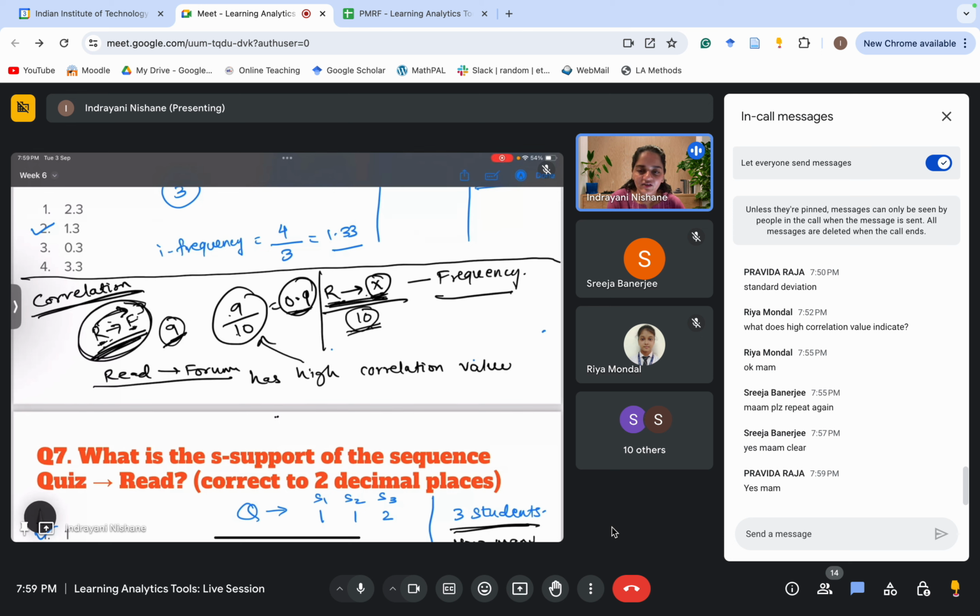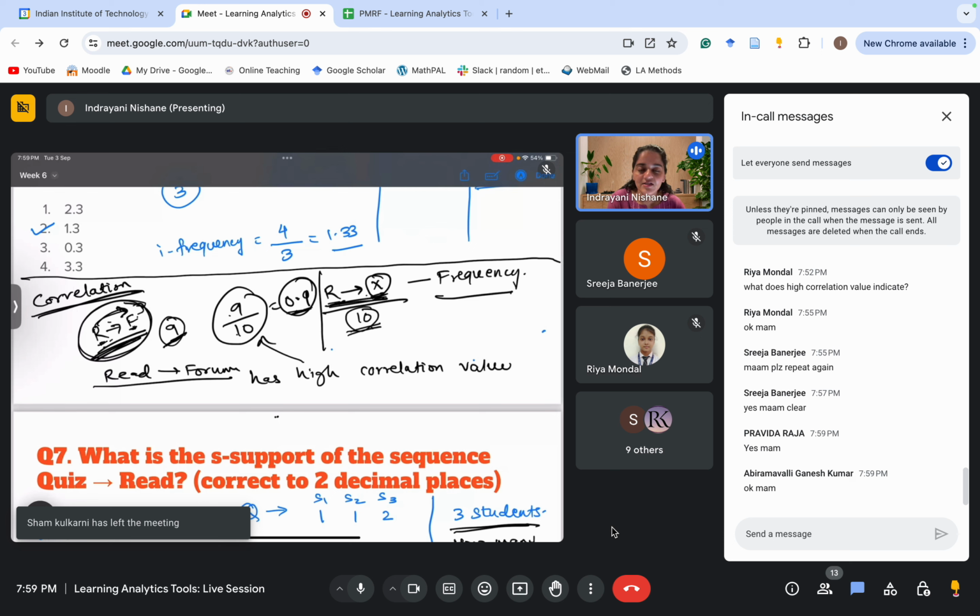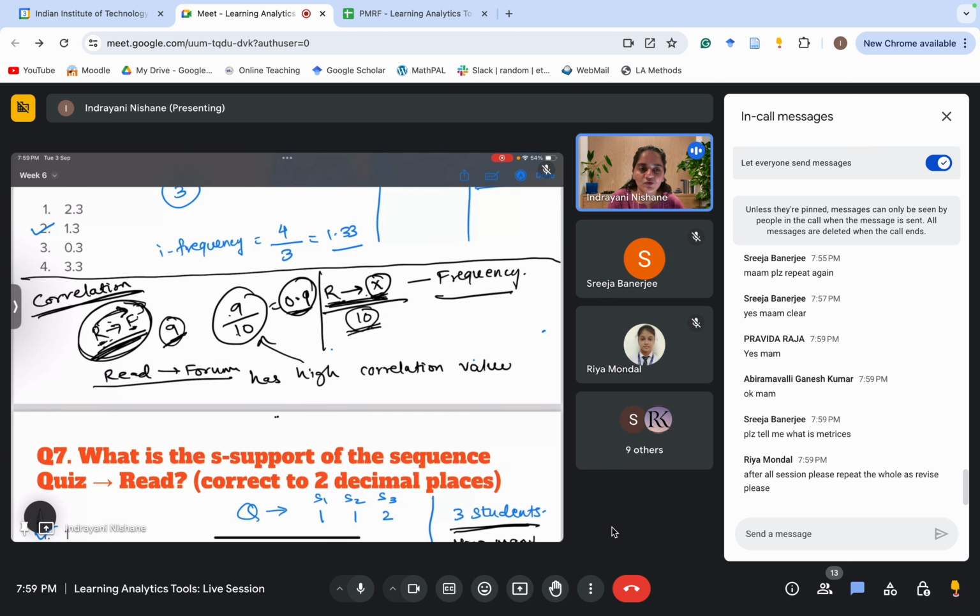So there are no heavy calculations in this course. Whatever you can do easily, you can do without a calculator. And this week's numericals are also very easy and very quick to get to the answer. They are not time consuming. Last week we did some time consuming calculations.